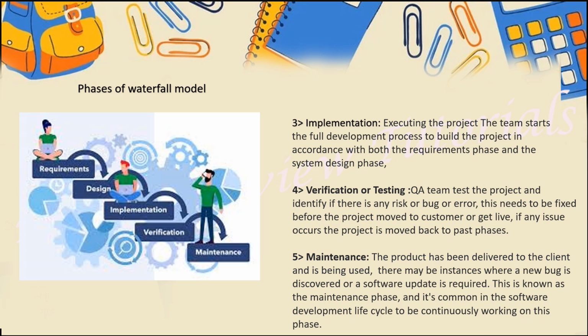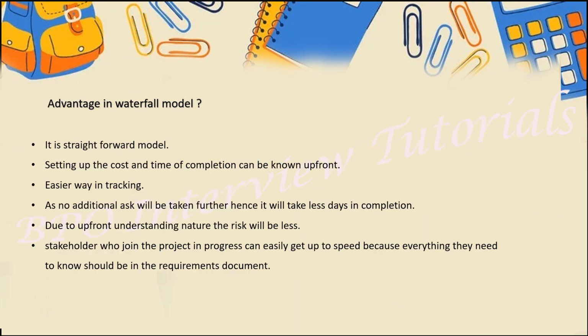Now this is also known as the maintenance phase. In the software development life cycle, it is continuous work. This is also a nice point: if the project is for the longer term, or we are looking at the project for upcoming days as well, then maintenance is for sure required. Now those are the five phases which are used in the waterfall model.